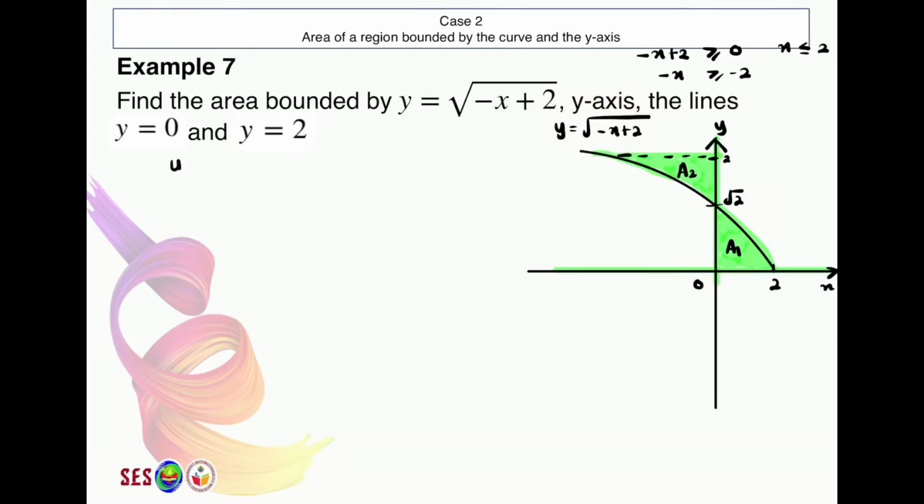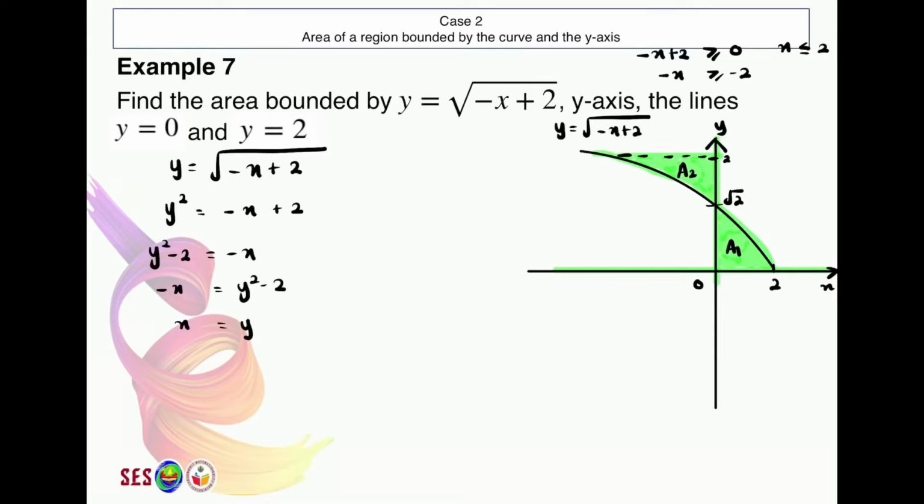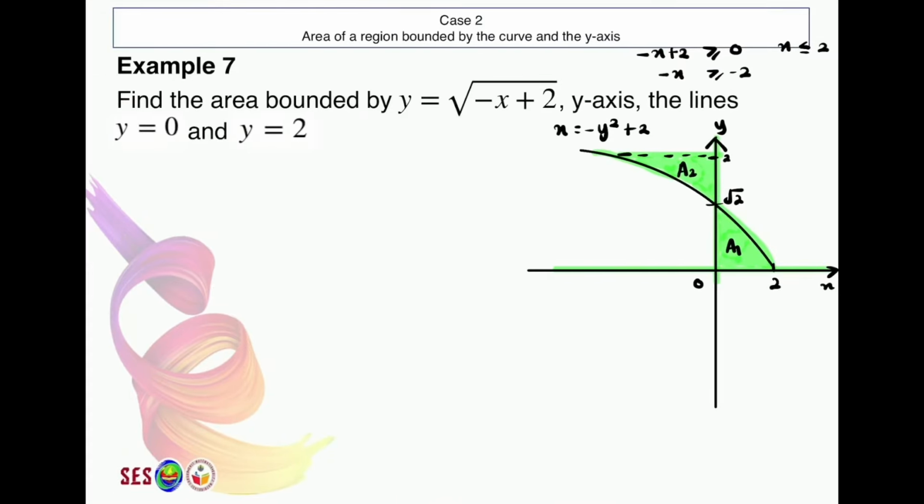So y equals square root of minus x plus 2. So y squared is equal to minus x plus 2. y squared minus 2 is equal to minus x. Minus x is equal to y squared minus 2. x is equal to minus y squared plus 2. So this will be your function in terms of y. So now, how do we go about finding the two areas?